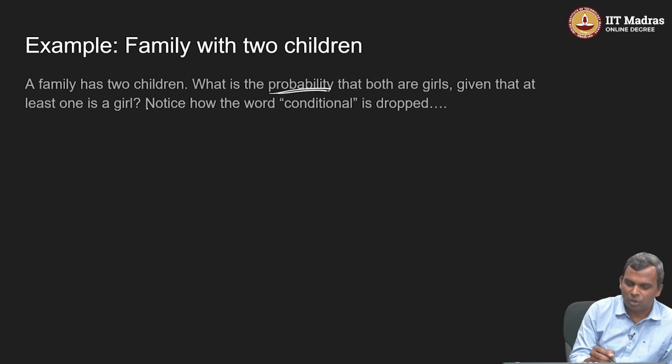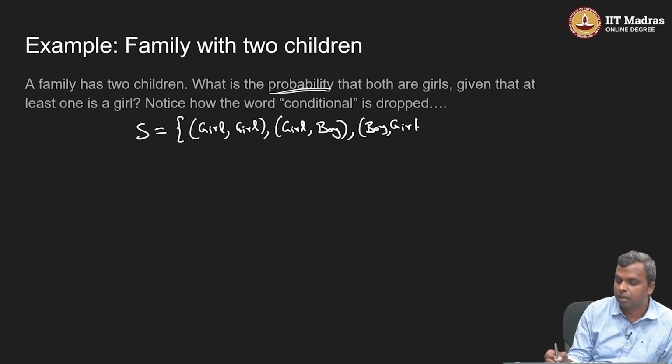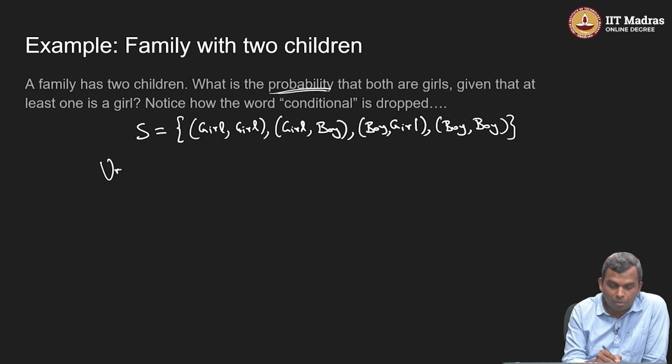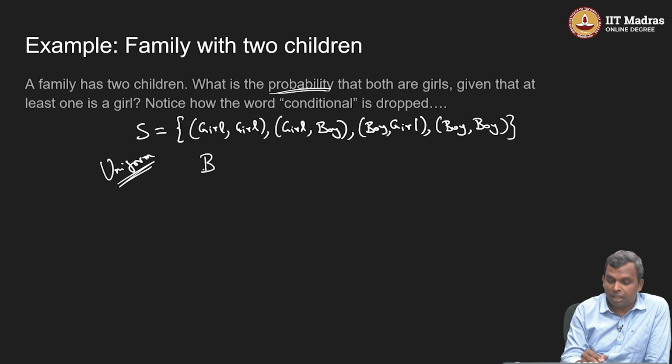So the sample space here is basically girl comma girl, both are girls. The first one is a girl, second one is a boy. The first one is a boy, second one is a girl, and then both are boys. These are the 4 possibilities in this problem, and we'll assume uniform. It doesn't mention any distribution, so we're going to assume uniform distribution. And what is this event B that we are interested in? At least one is a girl.